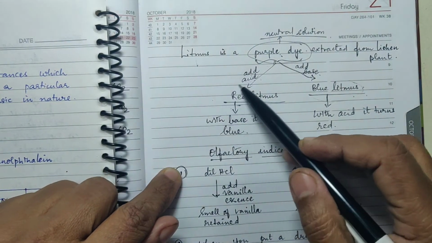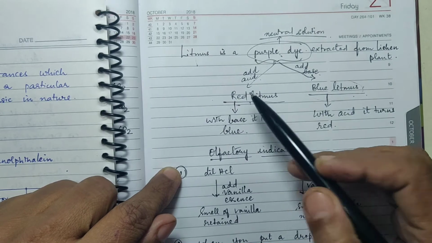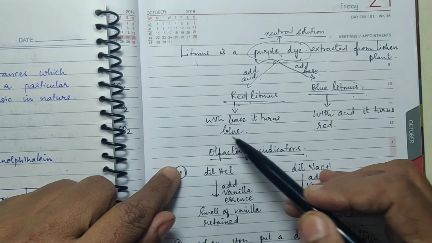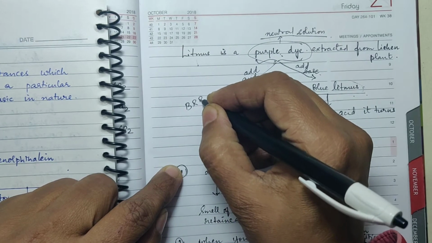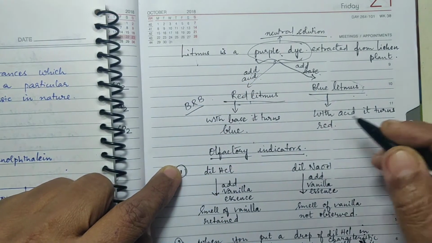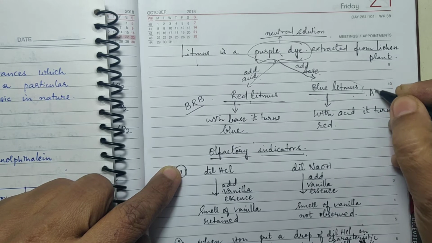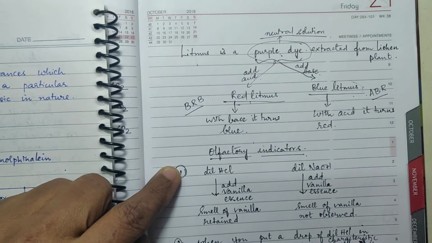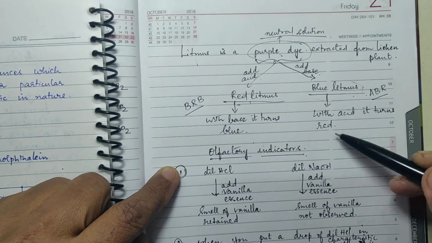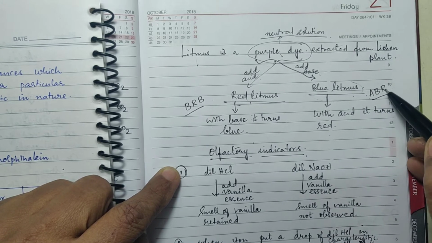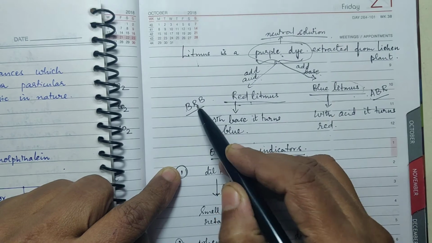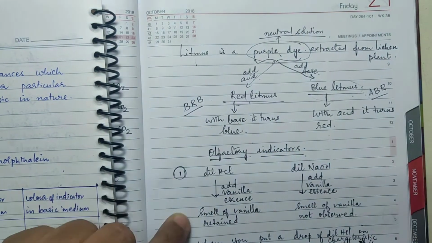Now, what is the function of red litmus? You know it already. With base, it turns blue, is it not? BRB: base turns red litmus blue. You have read this. Same way, acid turns blue litmus red. ABR. With acid, blue litmus will turn red, is it not? Acid turns blue litmus red. Base turns red litmus blue. So, you are not supposed to forget this.